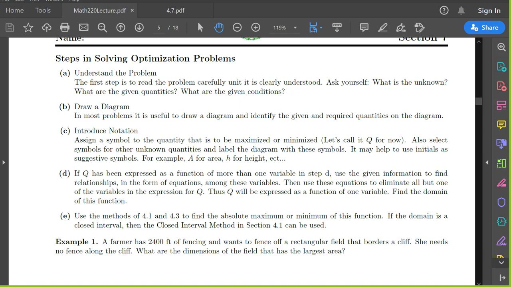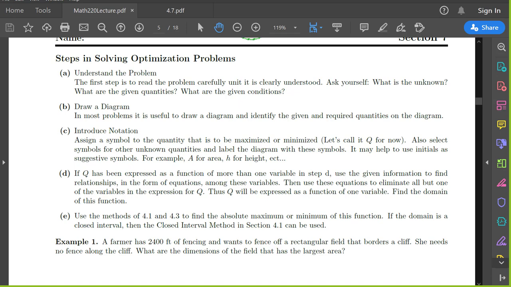We need to assign symbols to the quantities that need to be maximized or minimized. We'll call it Q. And then also select a symbol for the other unknown quantities and label the diagram with these symbols. It may be helpful to use the initials as suggestive symbols, so A for area, H for height, etc. And if Q has been expressed as a function of more than one variable, then we need to use the given information to find a relationship in the form of equations among these variables. Then use these equations to eliminate all but one of the variables in the expression for Q, and then Q will be a function of one variable.